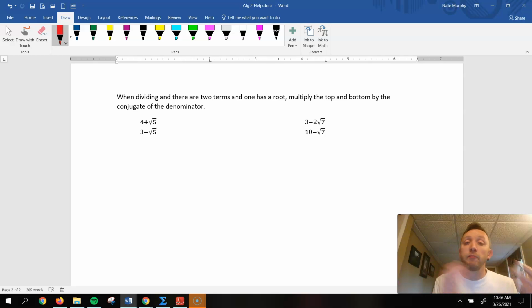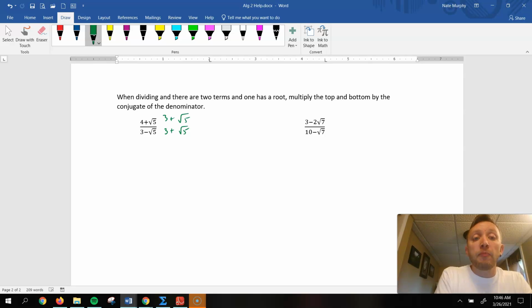So one thing that you can do is pause the video when we get to that one and try it on your own to see if you can get it. But let's look at what we would do with this first one. We have in our denominator 3 minus the square root of 5. We don't worry so much about what's in the numerator right now. All we worry about is rationalizing the denominator. So we're going to multiply the top and bottom by the conjugate of the denominator. The conjugate of 3 minus the square root of 5 would be 3 plus the square root of 5. So I'm going to multiply the top and bottom by 3 plus the square root of 5.